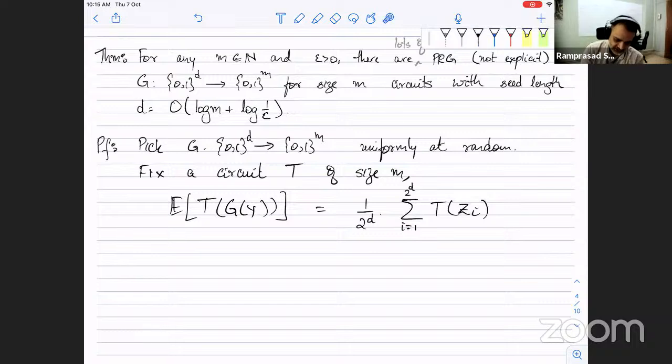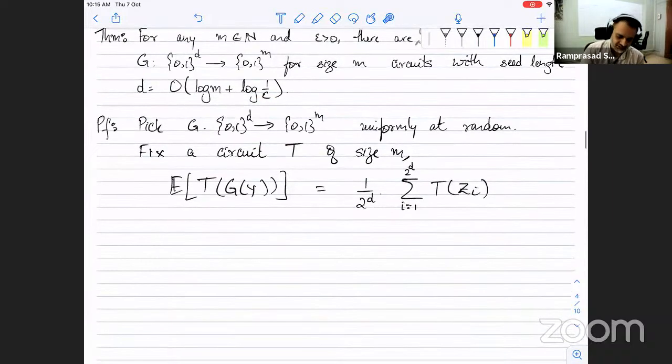Because it's an average over strings y. There are 2 to the d such strings y, and this is that average. And if G is picked at random, what you're really doing is taking an empirical average, because G was picked at random. So each of these Zi's are random.